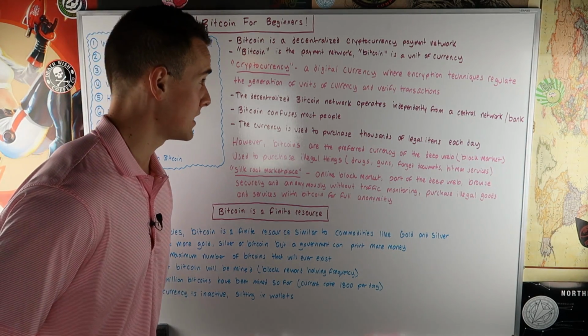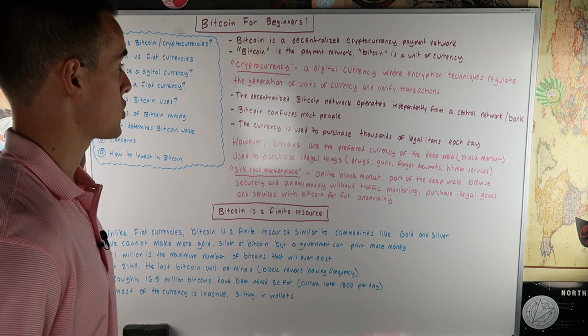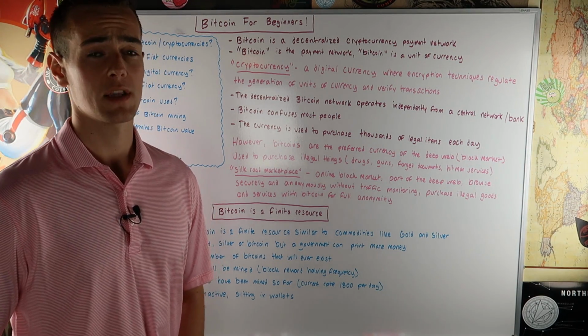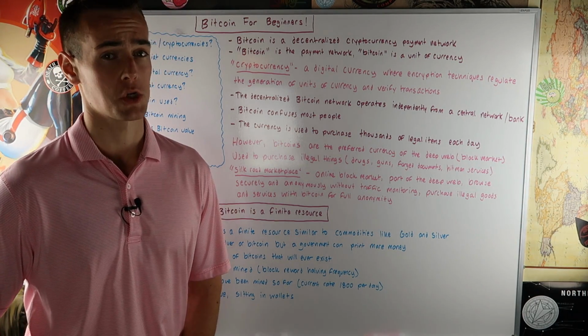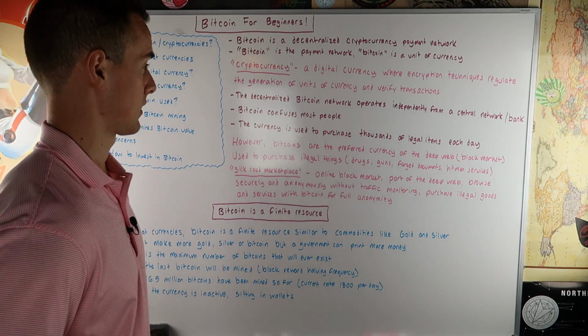Now, a cryptocurrency is a digital currency where encryption techniques regulate the generation of units of currency as well as verify the transactions. And we're going to get more into that transaction verification when we talk about the actual Bitcoin mining process and how those transactions are verified, basically.